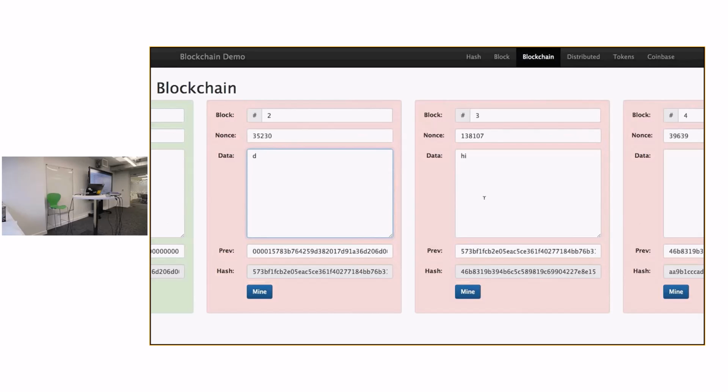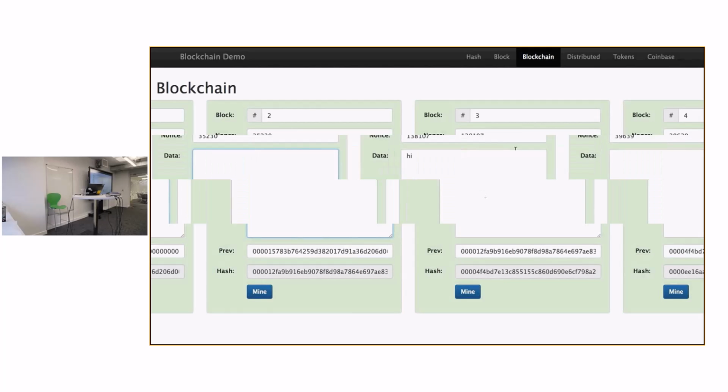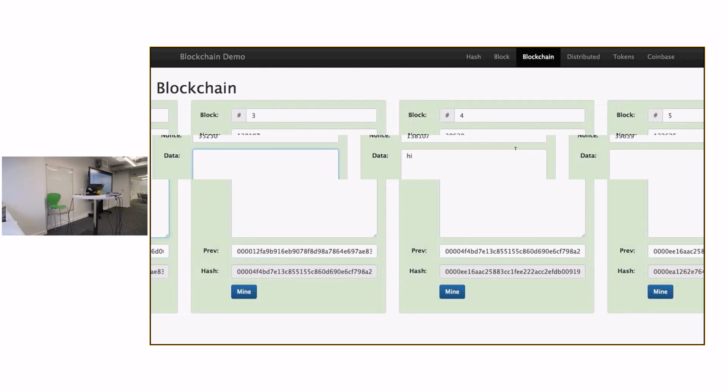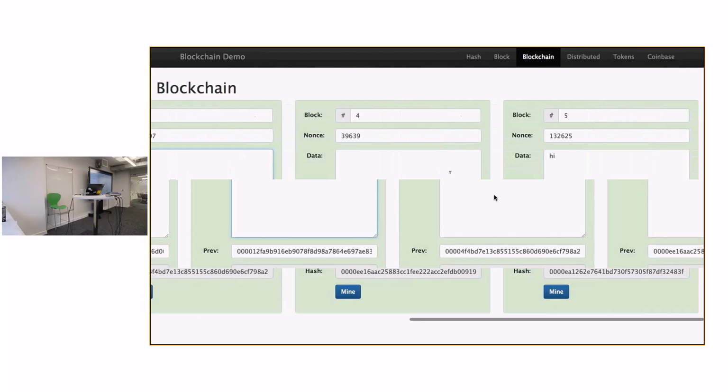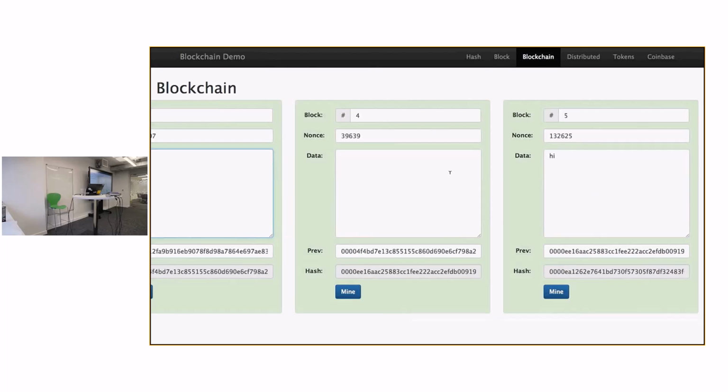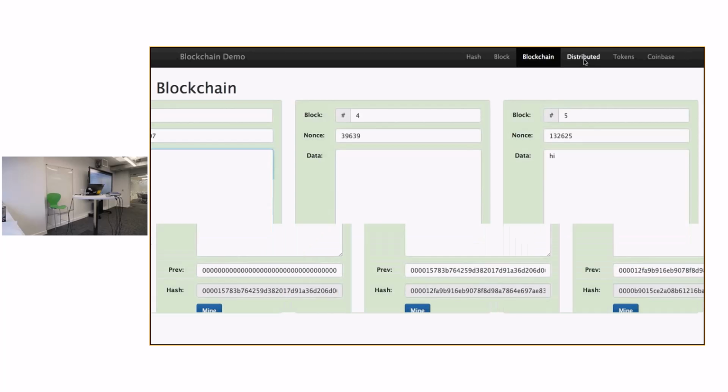Okay, so now, if I do this in this block here, you can see that I've changed it to hi and I remined it. How would I know that my blockchain has been remined? All right, let's take a look at that. I'm going to hit this little distributed thing. So now we have a distributed blockchain.